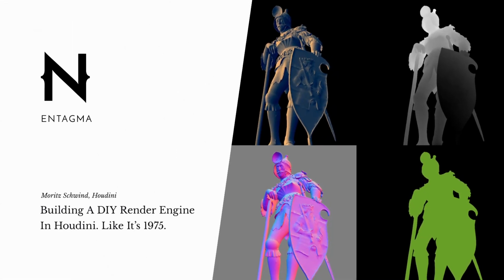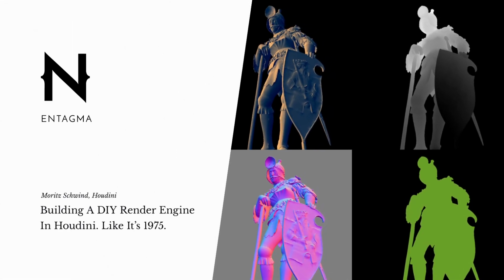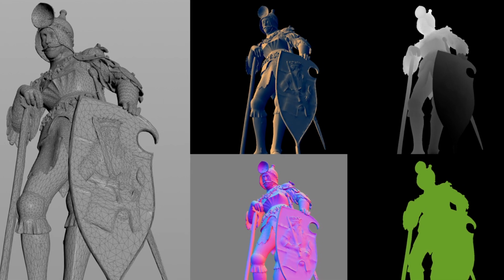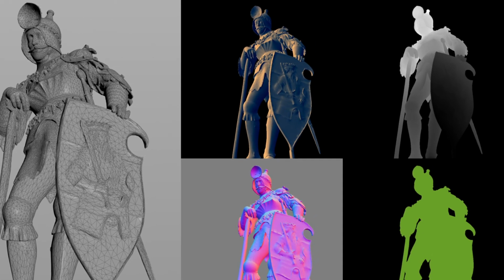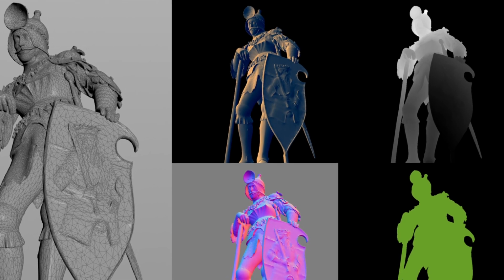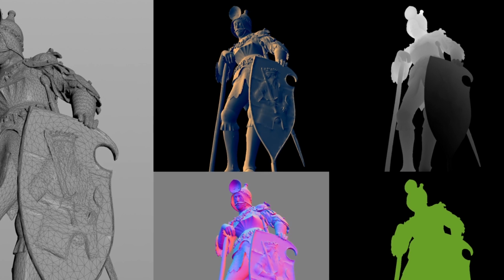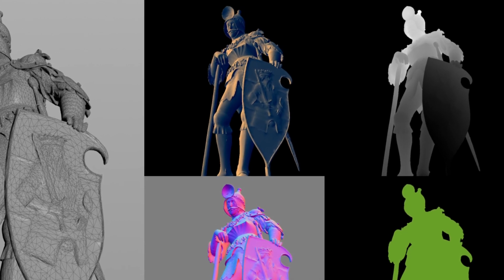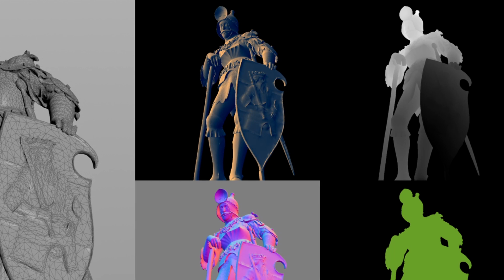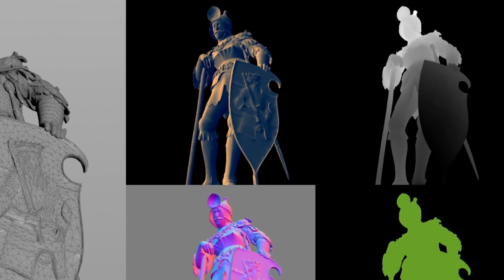Today we're going to build something very 1970s-ish. We're going to build our own very bare bones rendering engine in SOPs. Now, why would you want to do this? Because in some cases, you might want a very quickish, quote-unquote, render engine that outputs your basic information passes, like a normal map or a depth map, in order to feed this into other algorithms.